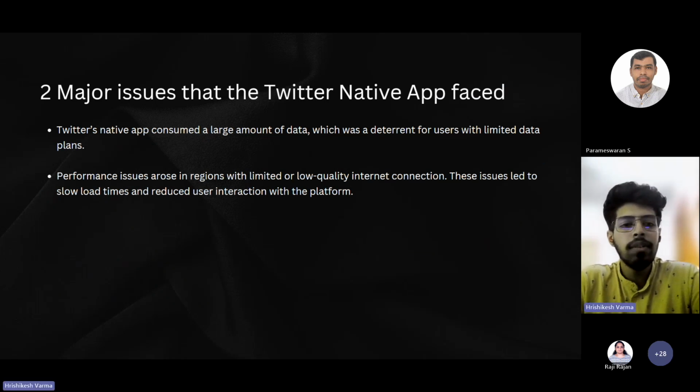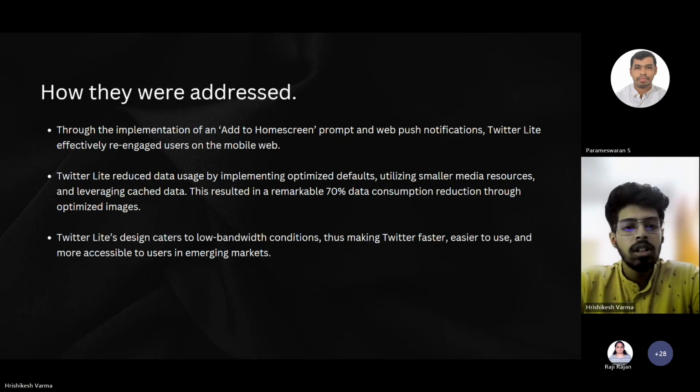So, there were two major issues that the Twitter native application faced. One, Twitter's native application consumed a large amount of data, which was a deterrent for users with limited data plans. Two, performance issues arose in regions with limited or low quality internet connection. These issues led to slow load times and reduced user interaction with the platform. So how were they addressed?